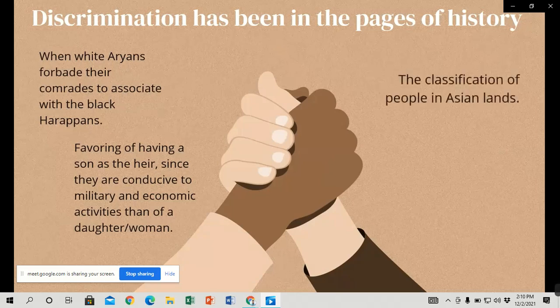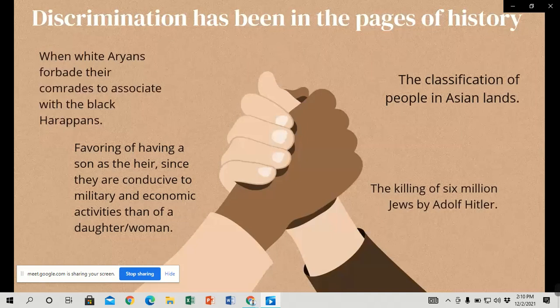Then the classifications of people in Asian lands. There are different peoples in Asian lands, and there is still a presence of discrimination there. And the killing of 6 million Jews by Adolf Hitler. This was during his control of Germany and other places controlled by the Germans, and it was during the Holocaust, when Adolf Hitler killed this numerous big number of Jews.